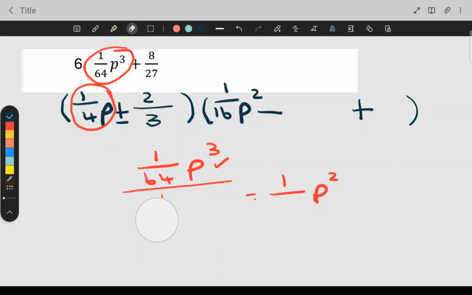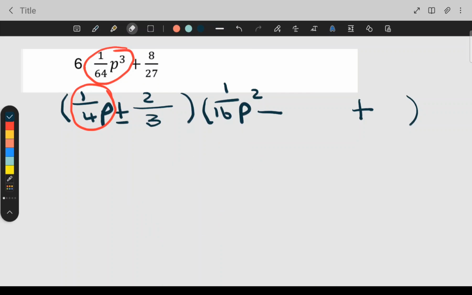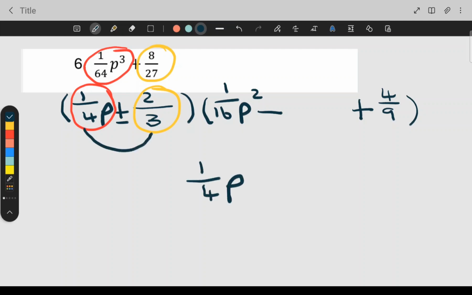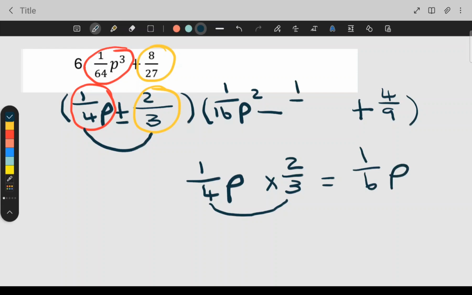And then for the last term, let's use another color. It's this over this. So it's this over this. You do it on your calculator and you will get 4 over 9. And then for the middle term, it's this times this. So it's a quarter P times 2 over 3. So a quarter times 2 over 3 gives me 1 over 6. And I keep the P. So this is 1 over 6 P.